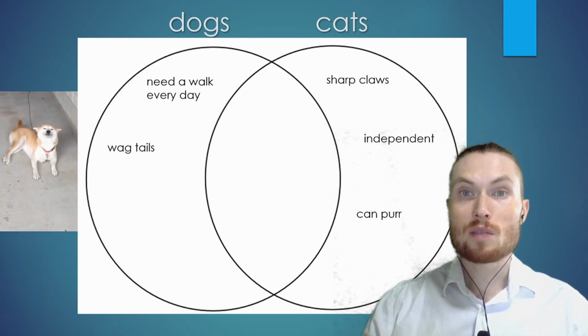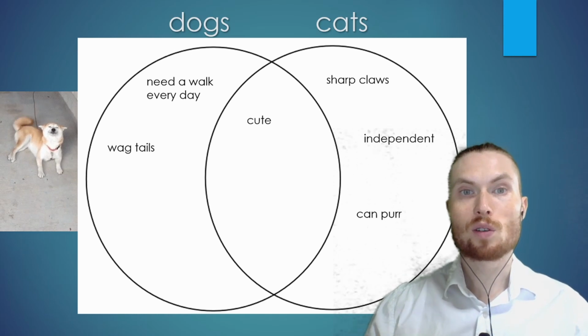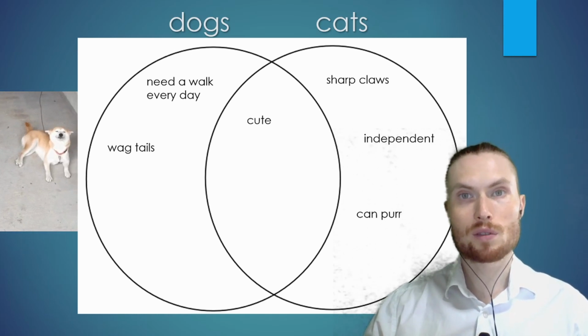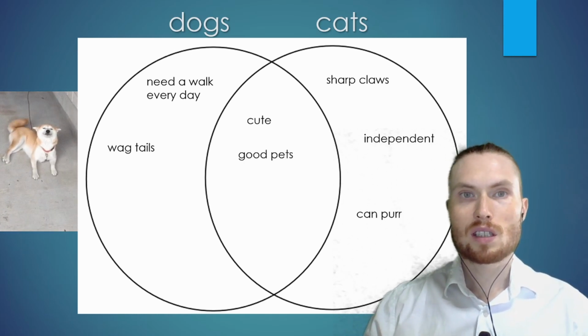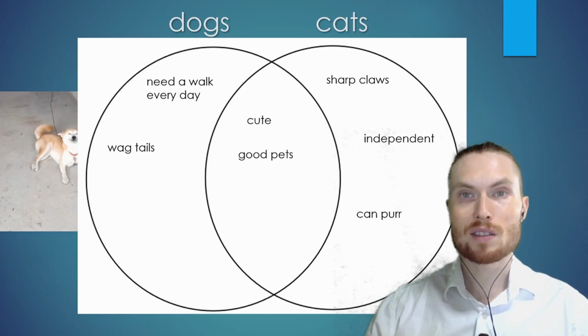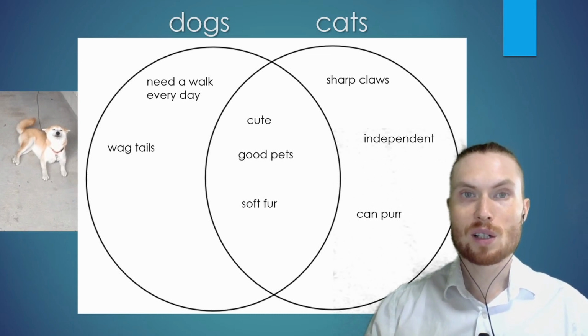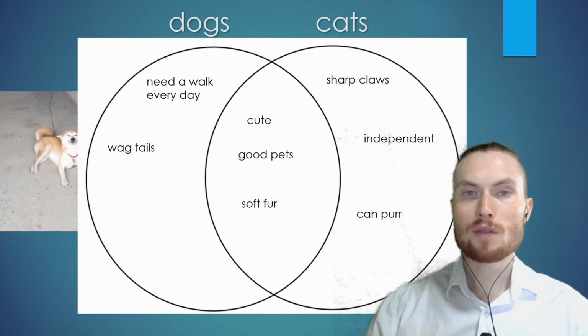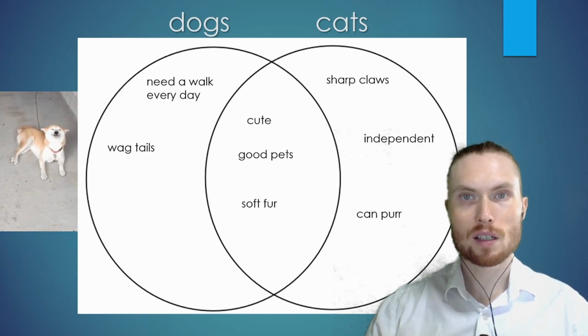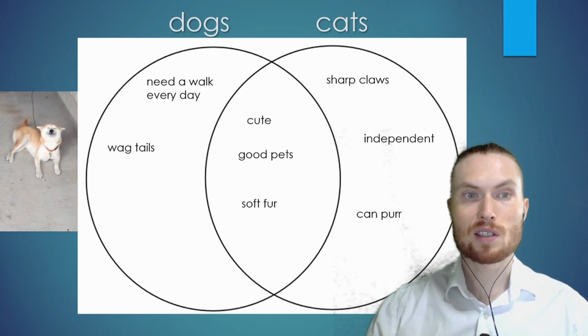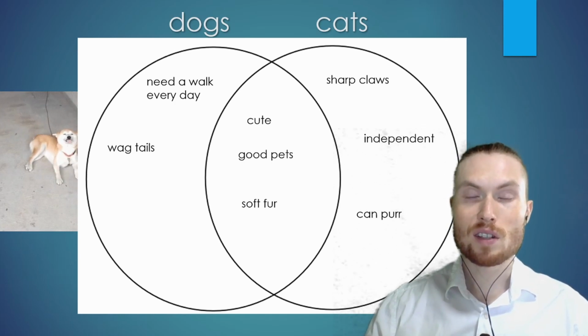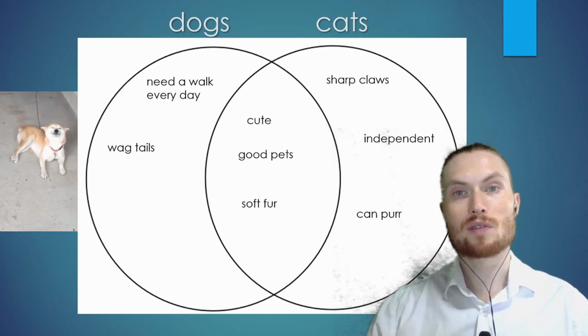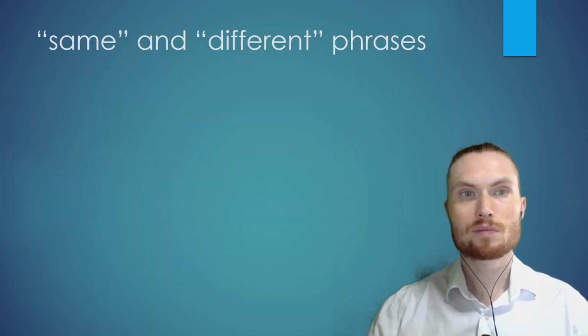And now we have this part in the middle. So cats and dogs are both cute. Cats and dogs are both good pets. And dogs and cats both have soft fur. So now we have some information in this Venn diagram. Now let's look at some phrases in English that we can use to describe differences and similarities.